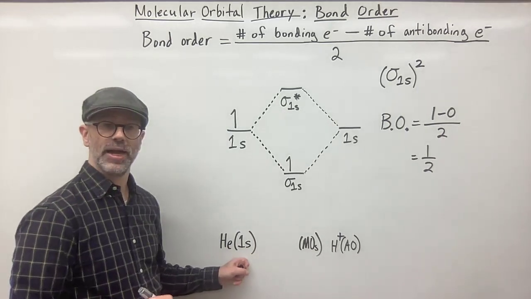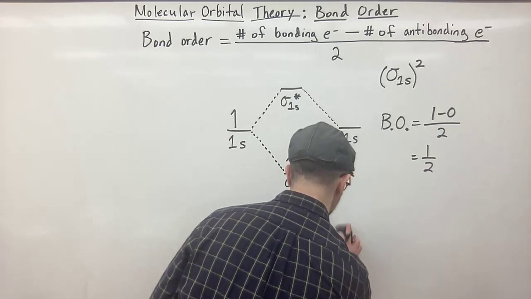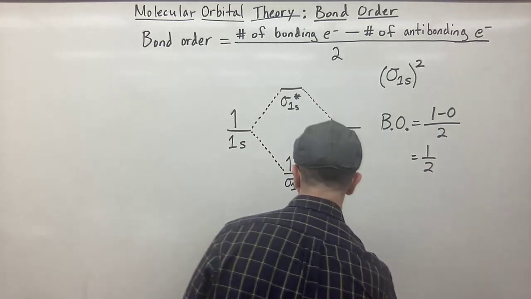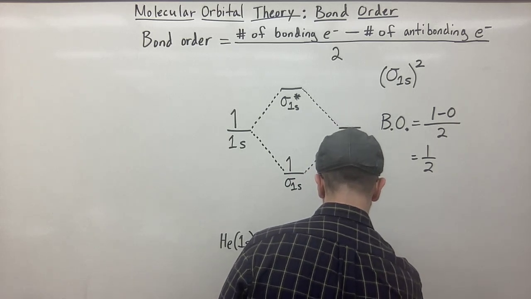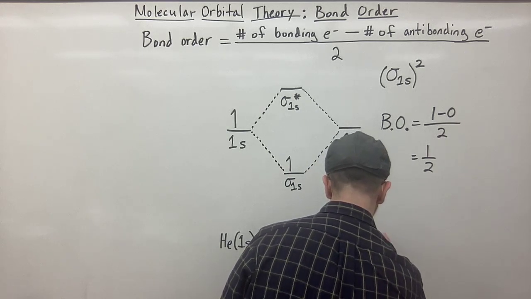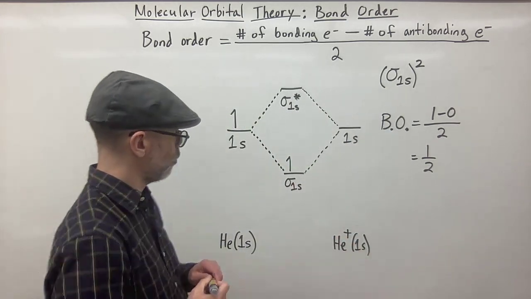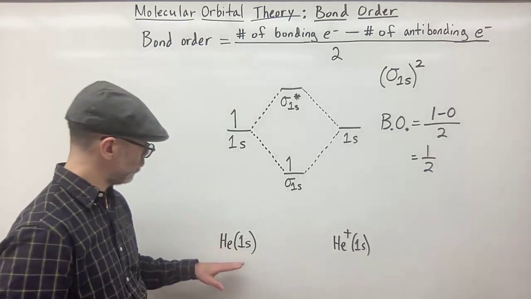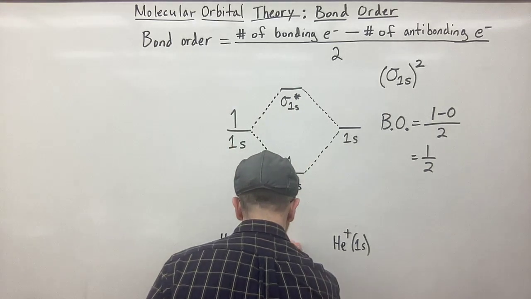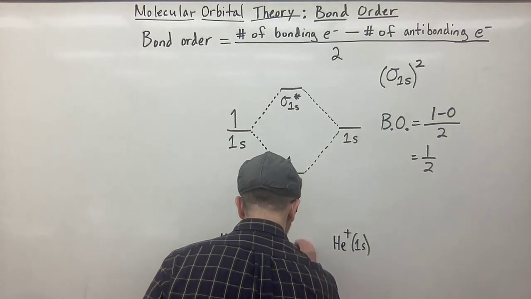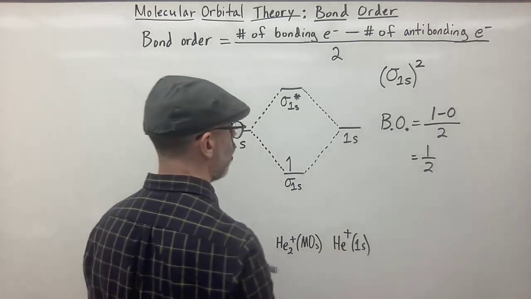Helium only has a 1s orbital filled with electrons. And then also the same thing on this side. We'll have helium here, and we'll make this He plus. So we have an ion bonding with an atom, and then that's going to form the He2 plus molecular orbitals.